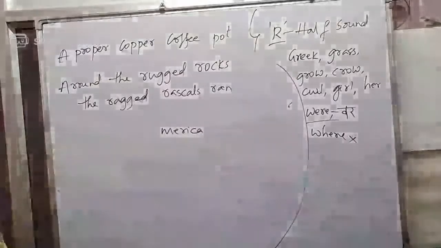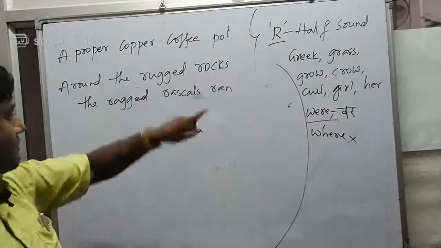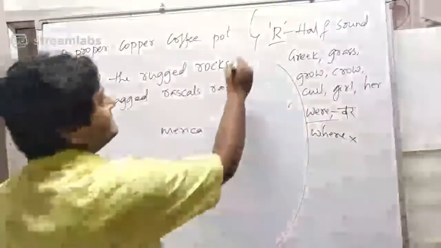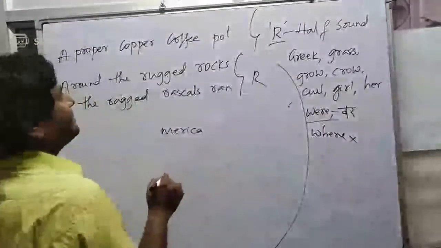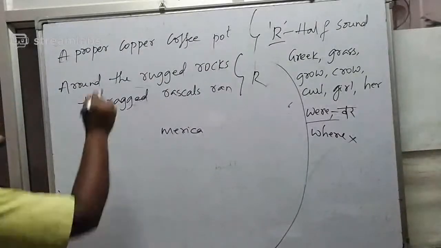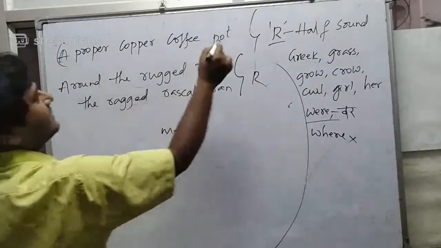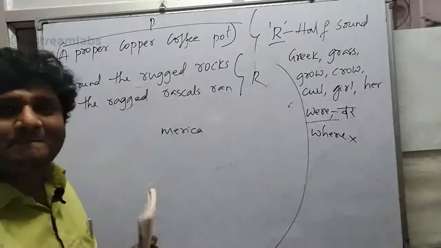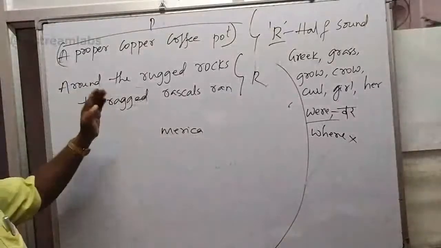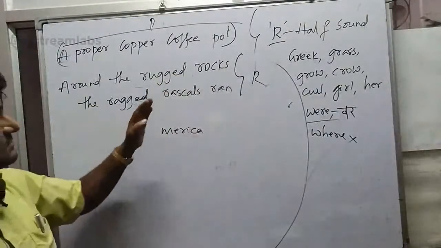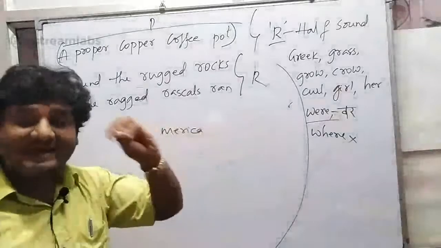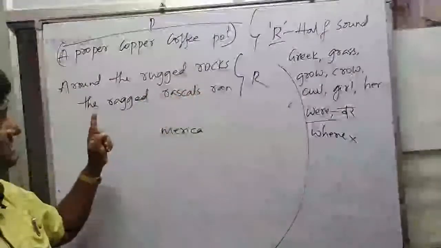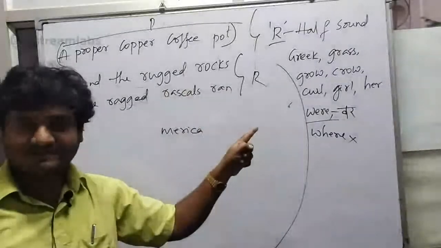Now you see here, round the rocks, the ragged rascals ran. This is again for the R sound. This is for the P sound. Round the rugged rocks, the ragged rascals ran. At least you have to repeat five times. Right? Round the rugged rocks, the ragged rascals ran.